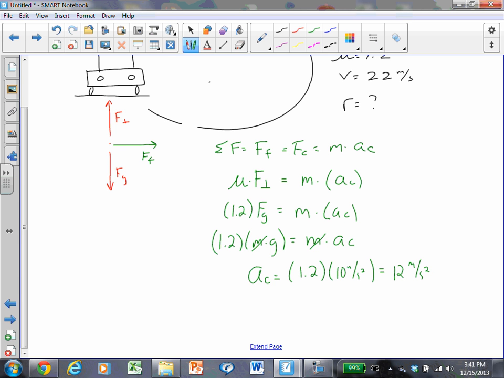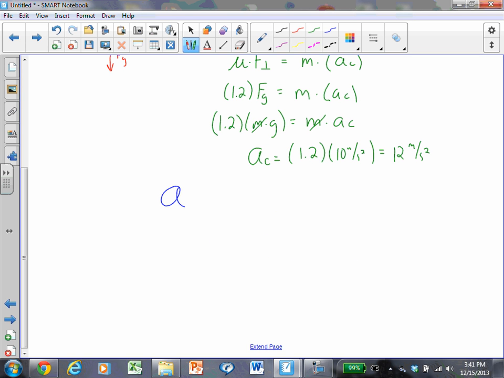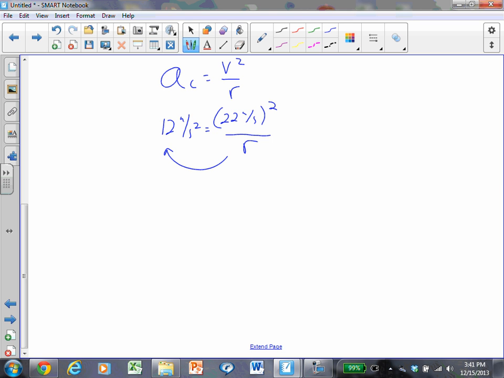So if that's our centripetal acceleration, now we could put that into the equation for it, v squared over r, because we were also told the velocity was 22. So 12 meters per second squared equals 22 meters per second squared over r. Bring up the r, divide by 12. R will be 22 squared divided by 12, or 40.3 meters.